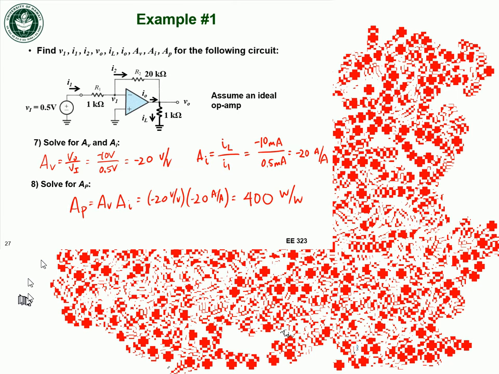Any questions with this example? Okay, if not, let's move on to a second example.